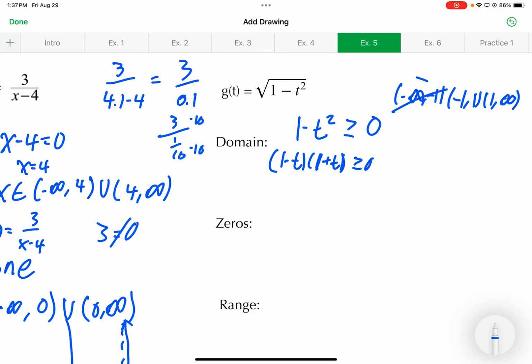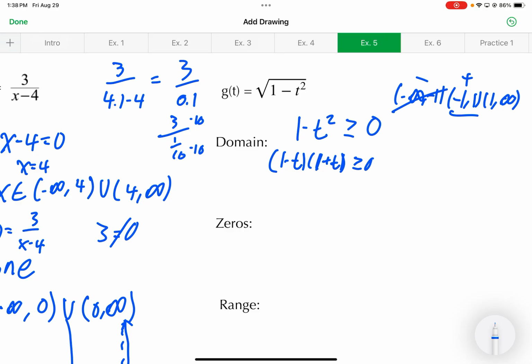What about from -1 to 1? What do you guys want to test? Probably 0, right? I'm not even going to fight you on that one. Okay, 1 minus 0 is positive. What about 1 plus 0? Positive. So overall, what sign am I getting? Positive. Nice. Hey, we want that interval, right? Because we want 1 minus t squared to be greater than or equal to 0, so we want that one.